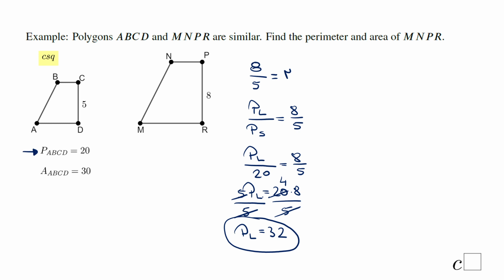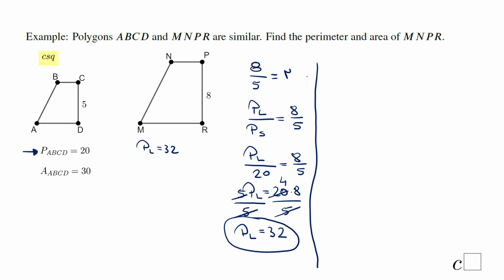Okay, so the perimeter of the large one is 32. You may want to look at these numbers and see if it makes sense, if the answer is reasonable. It is reasonable, we should get a larger number. And also you can do 32 over 20 and see if you get 8 over 5. Let's go to the second part where we are asked the area.